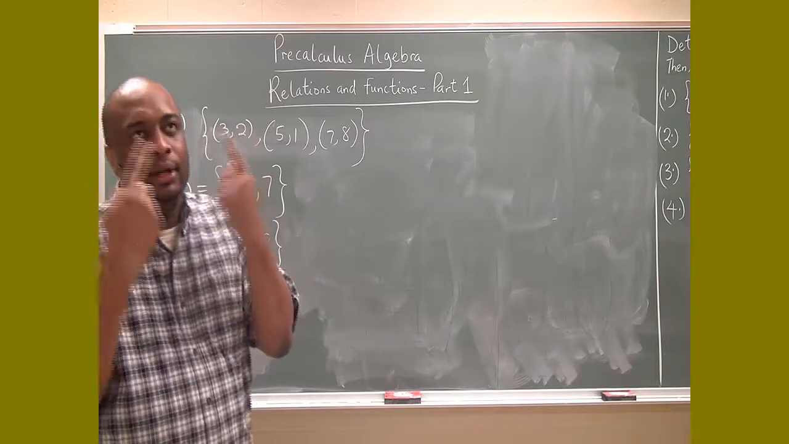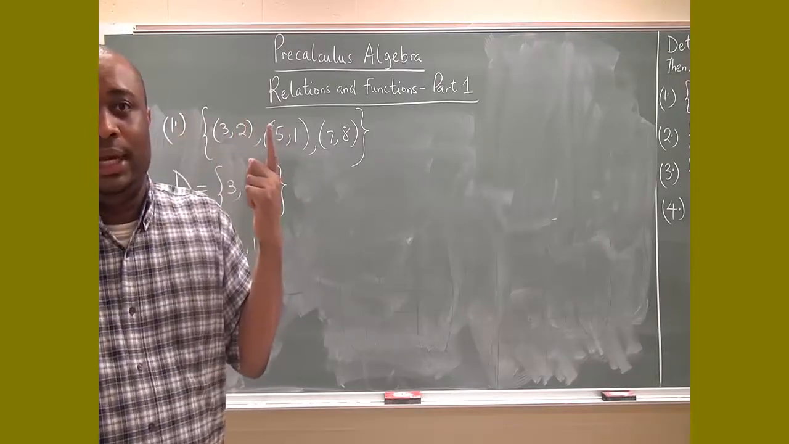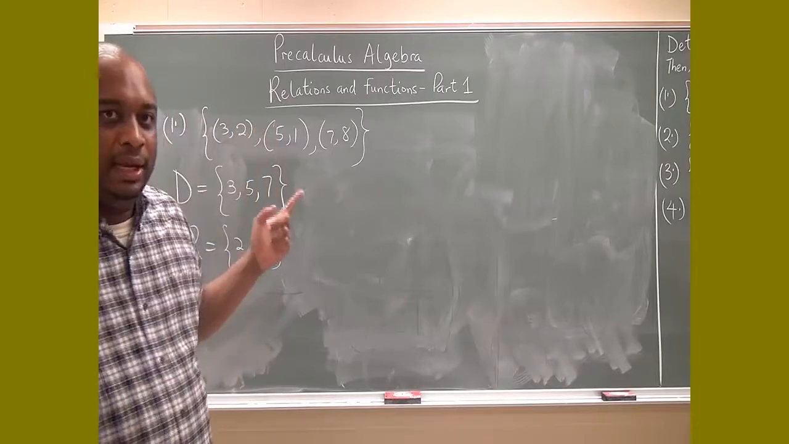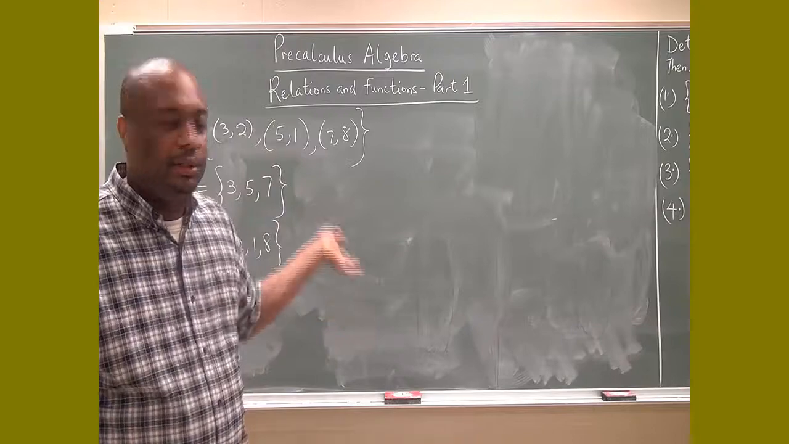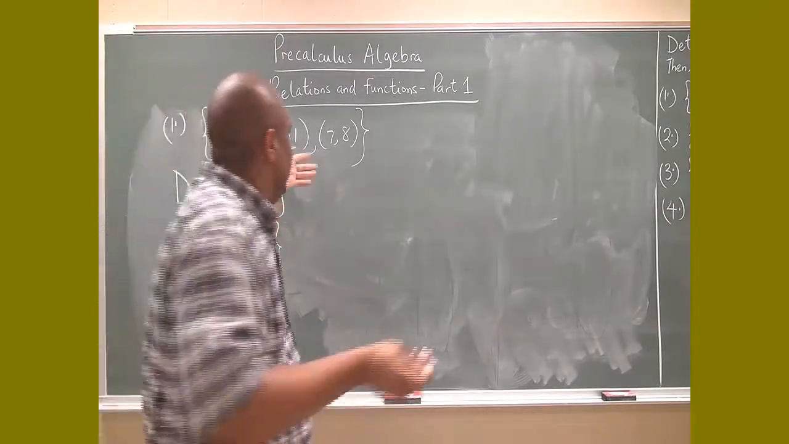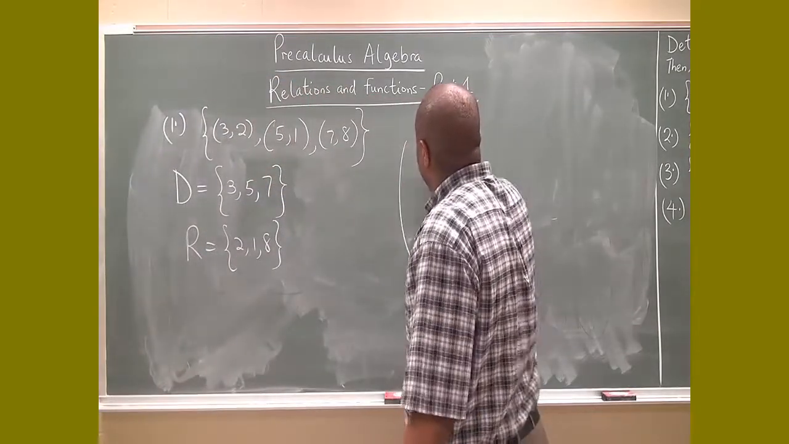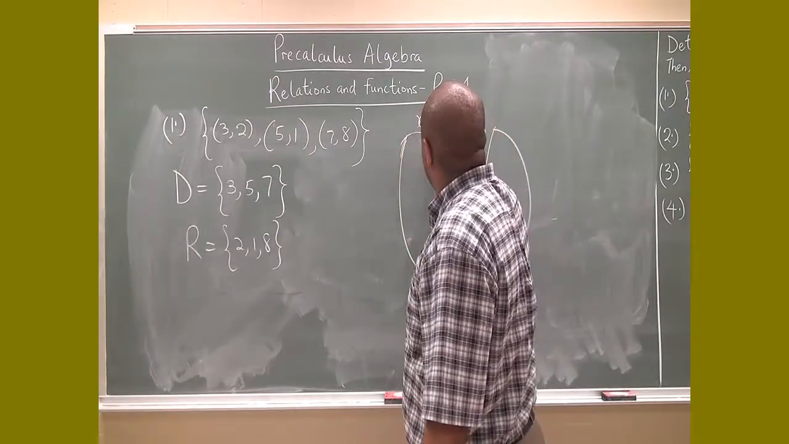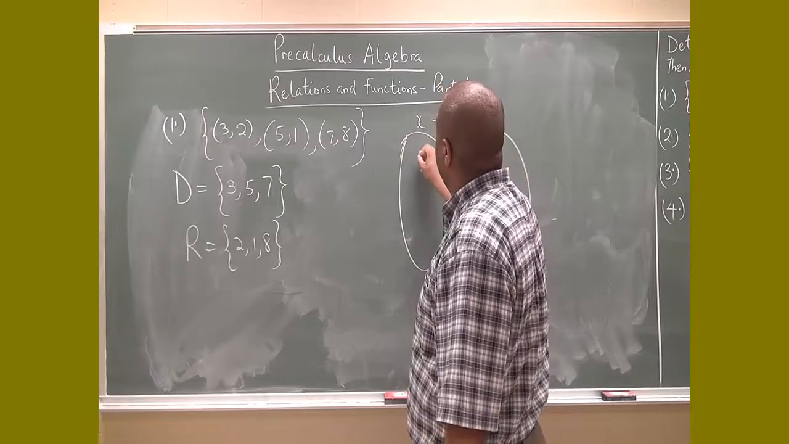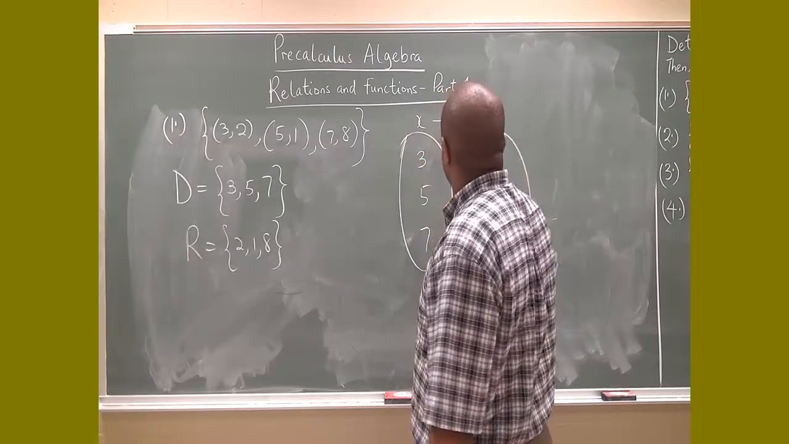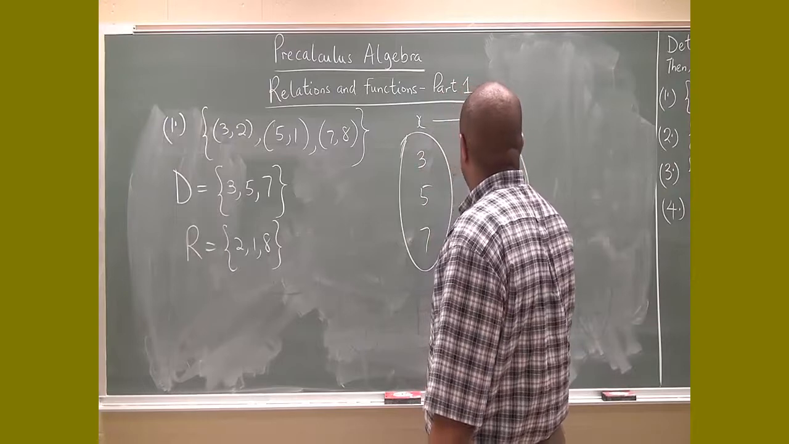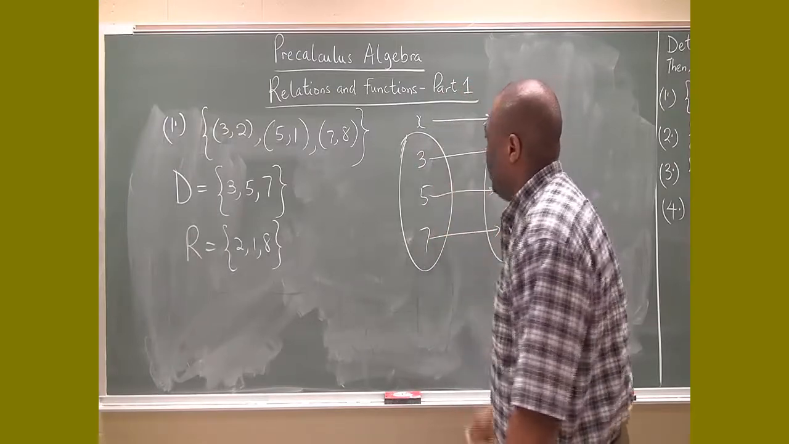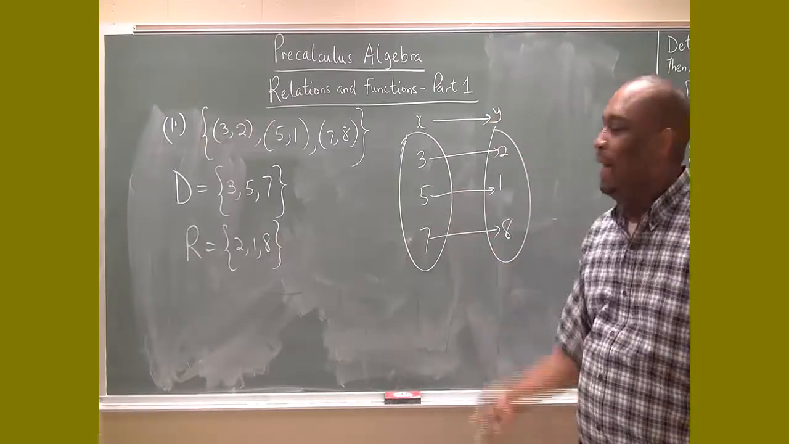Now, for some of you that don't like looking at things horizontally, they might get confused. Then just put this as a mapping. Map it. Okay, x, y. Map x onto y. 3, 5, 7, 2, 1, 8. 3 maps to 2, 5 maps to 1, 7 maps to 8. You see, one-to-one function.